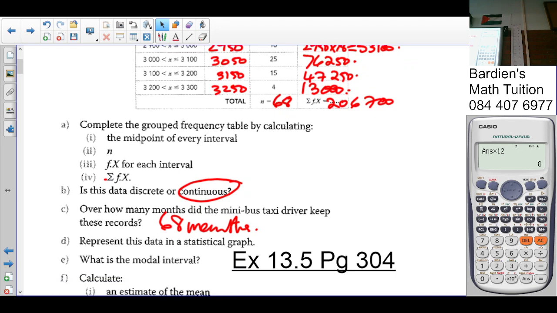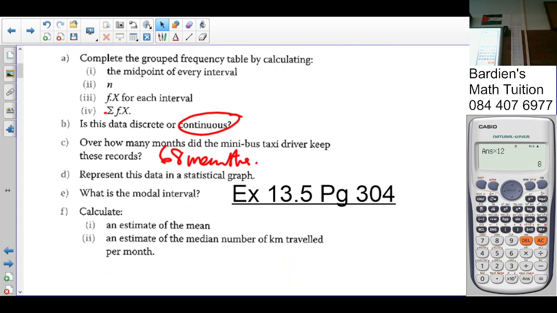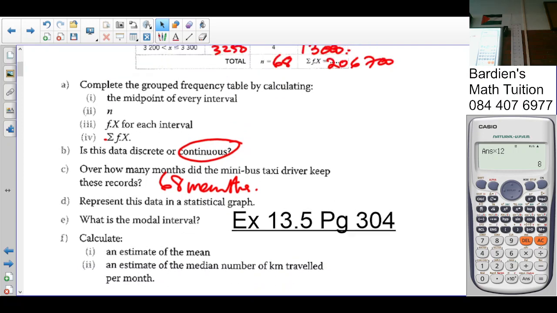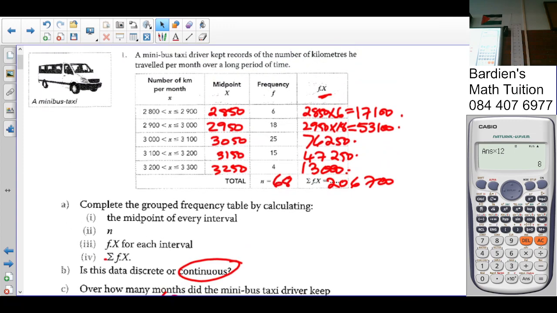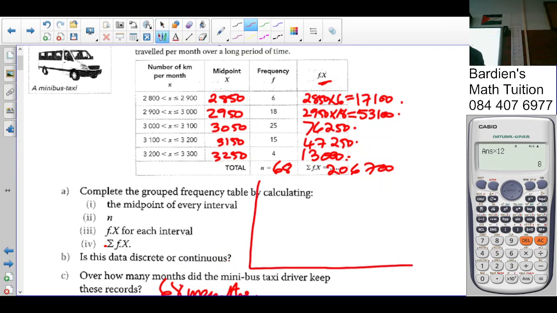Represent the data in a statistical graph. So what type of graph are we going to draw for this? A histogram, not so? For the histogram, you represent continuous data. So it goes from 2,800 to 2,900. I could have started here, but normally this is 0 here, not so? So I break the bar.